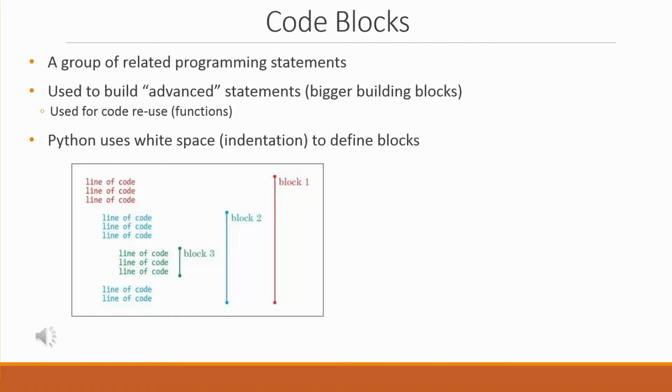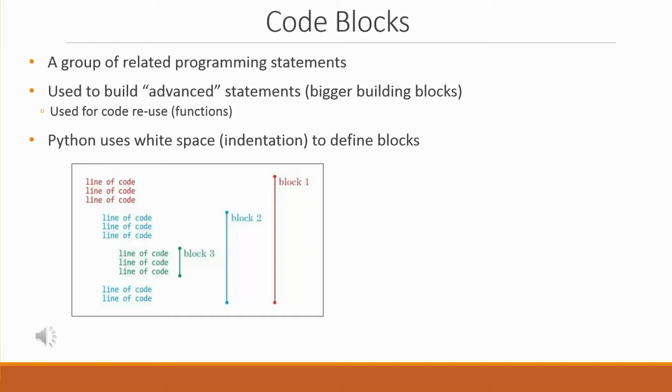Before we get into conditional statements, we need to look at code blocks. A code block is a group of related code statements that execute as one as far as the other code is concerned. A code block allows us to build bigger building blocks, which we can then take and combine to build our programs. It is used for code reuse, such as defining functions and classes, which we will cover in due course.